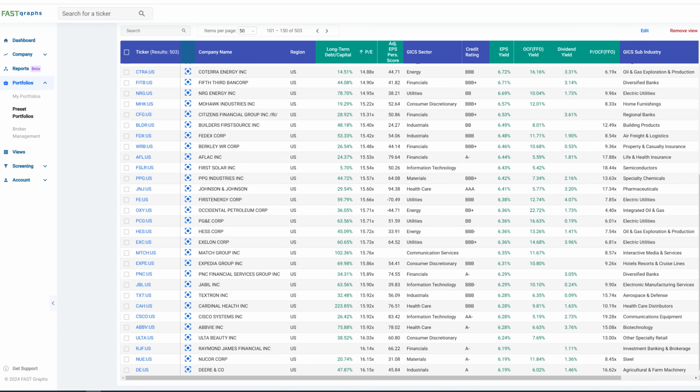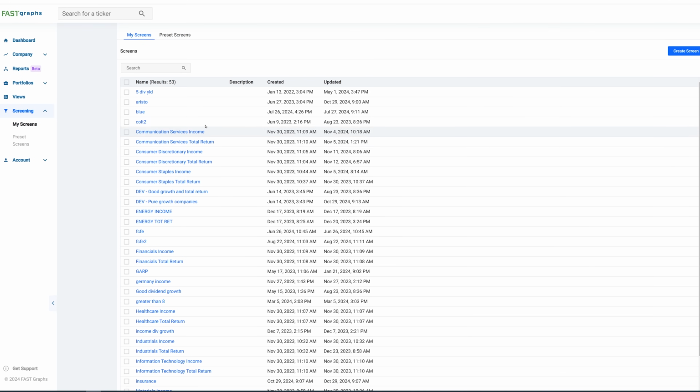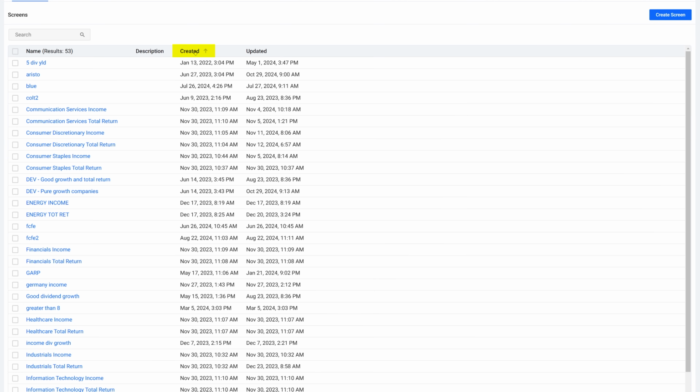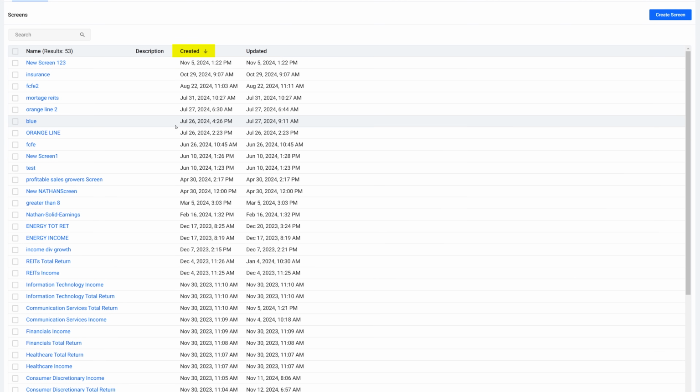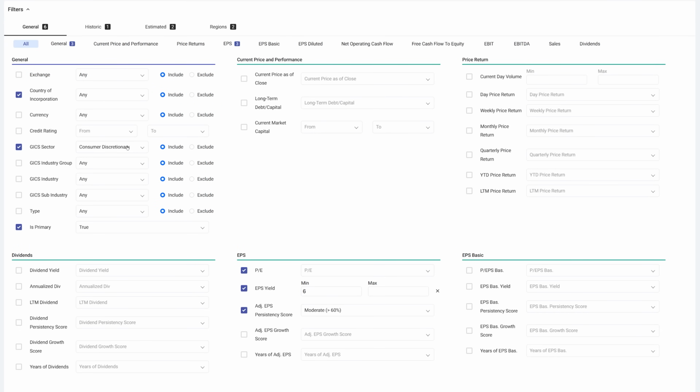So what I did was I went into the screening section of Fast Graphs, and I created a screen. One of the things you can do with Fast Graphs is there's this tab up here that says created. I can click on that, double click on it, and the newest screen I made was November 5th, 2024. But I also have screens on here. I created screens for all these different sectors, which I made a while ago. So we're going to be looking at consumer discretionary for total return. That's the screen that I'm going to be covering in today's video.